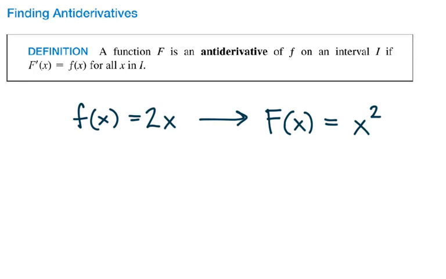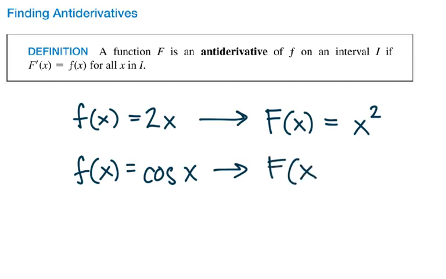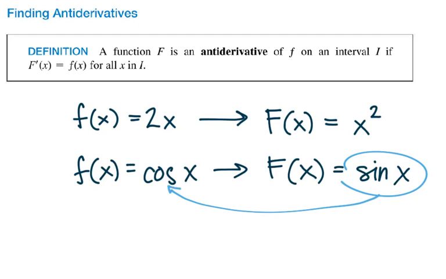We could do something similar for, say, cosine. So if I had f of x equals cosine x, what was cosine before you took the derivative? And what we know is that that is sine. So we can check this by going in the opposite direction. And what I mean by that is that I know the derivative of sine is cosine, and I know the derivative of x squared is 2x.